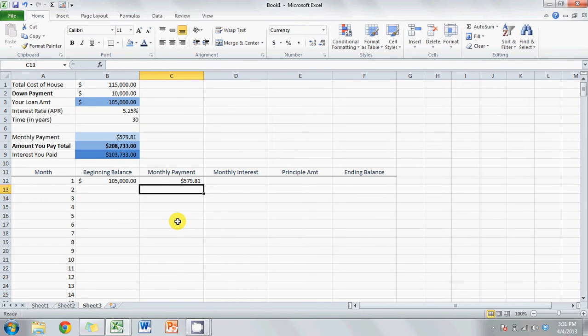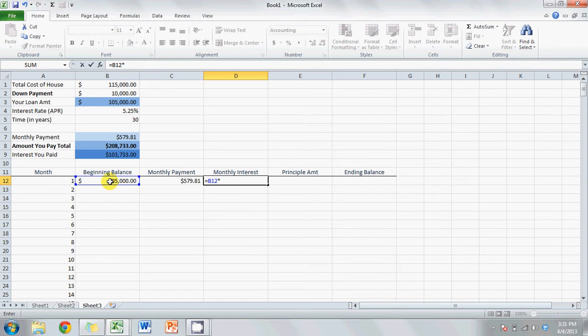Monthly interest is calculated by taking the beginning balance of the month and multiplying it by your monthly interest rate. So you're going to take your annual interest rate, divide it by 12, which gets you your monthly interest rate. And if you multiply your monthly interest rate by the beginning principal balance of each month, that tells you how much interest you're paying for that month.